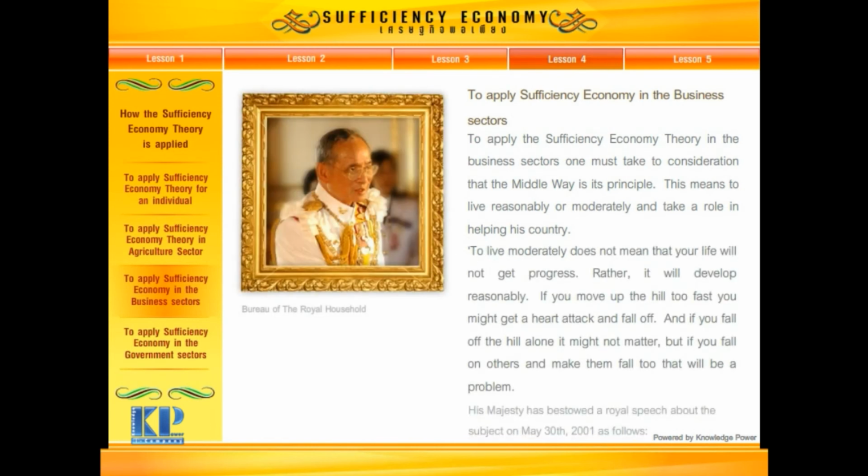His Majesty has bestowed a royal speech about the subject on May 30th, 2001 as follows. To live moderately does not mean that your life will not progress. Rather, it will develop reasonably. If you move up the hill too fast, you might get a heart attack and fall off. And if you fall off the hill alone, it might not matter. But if you fall on others and make them fall too, that will be a problem.